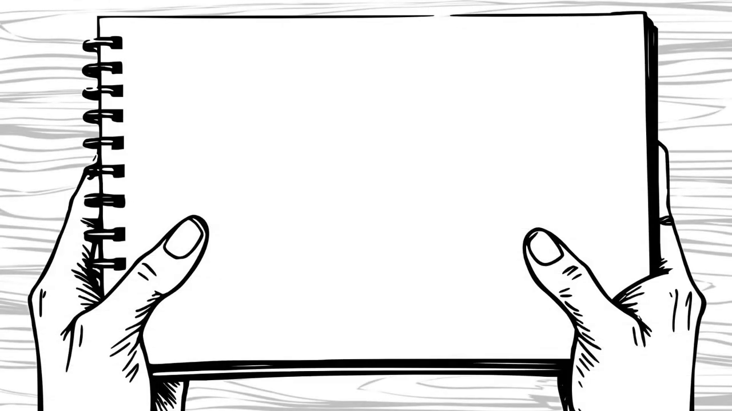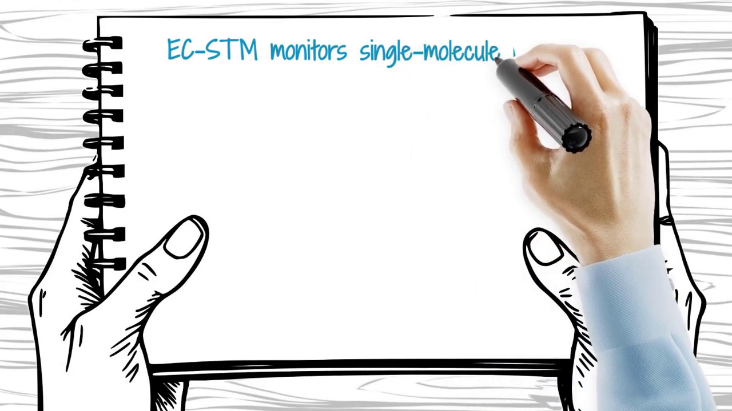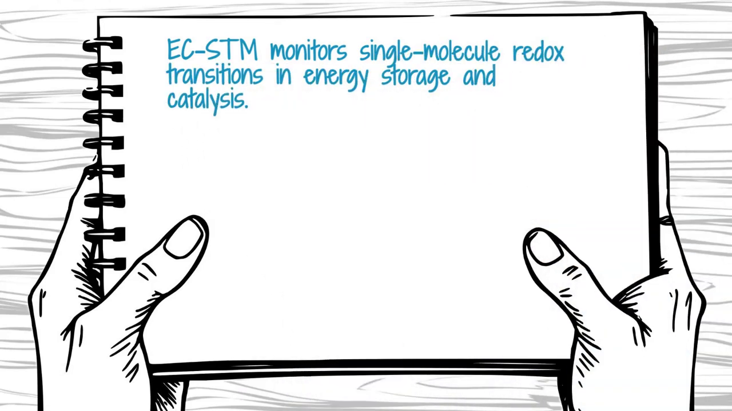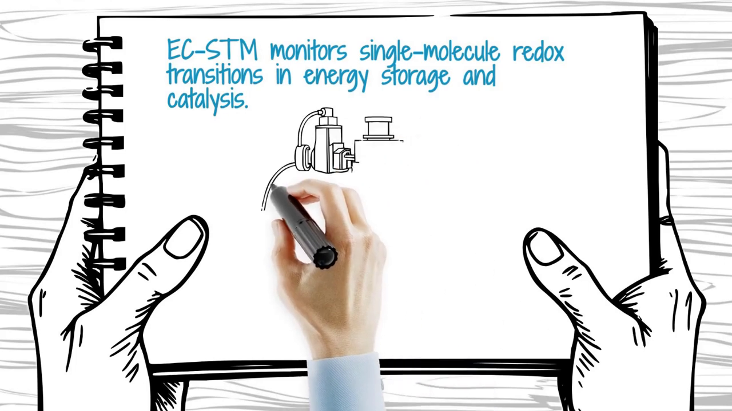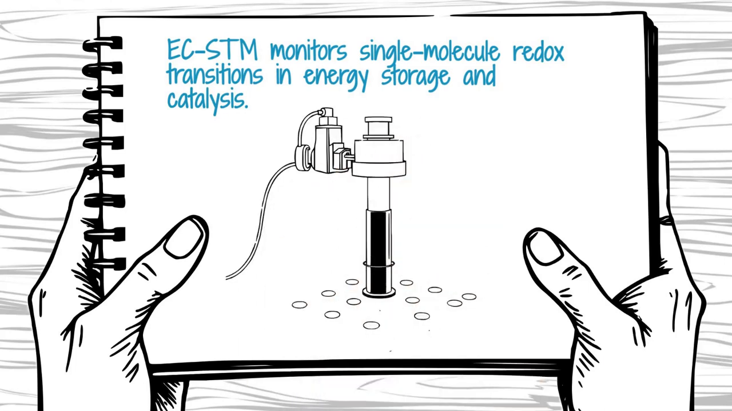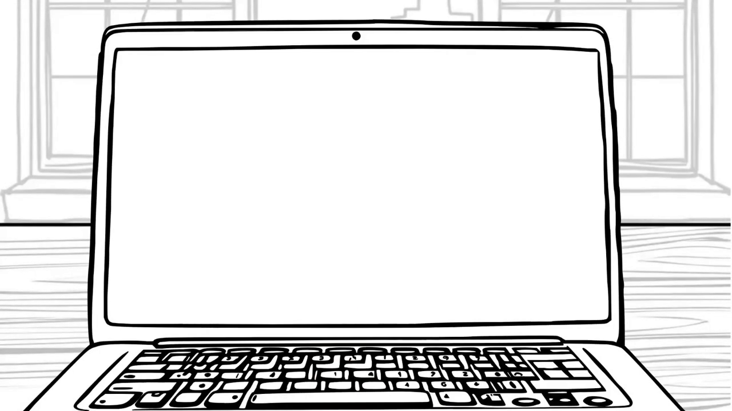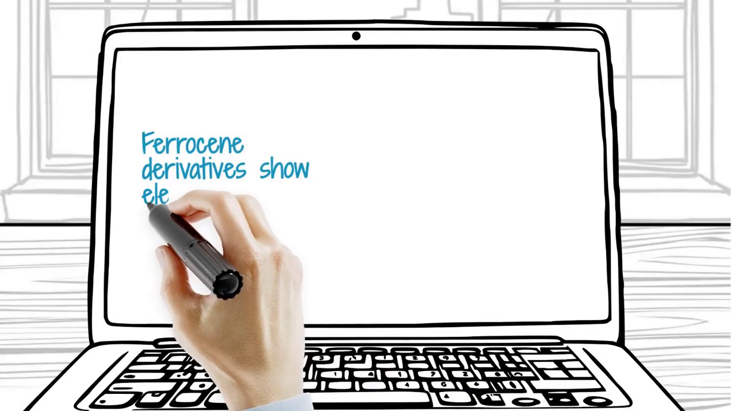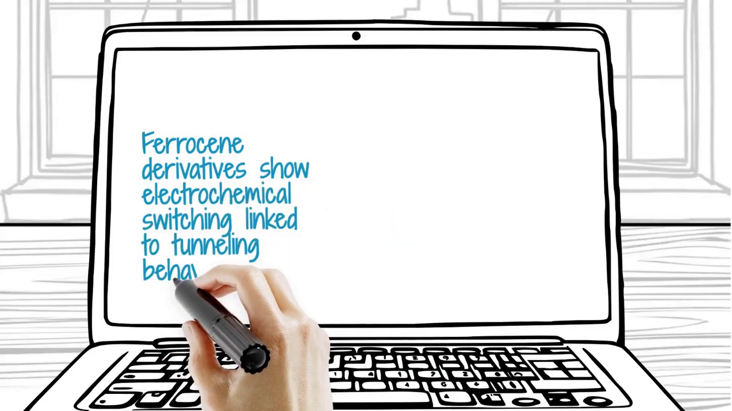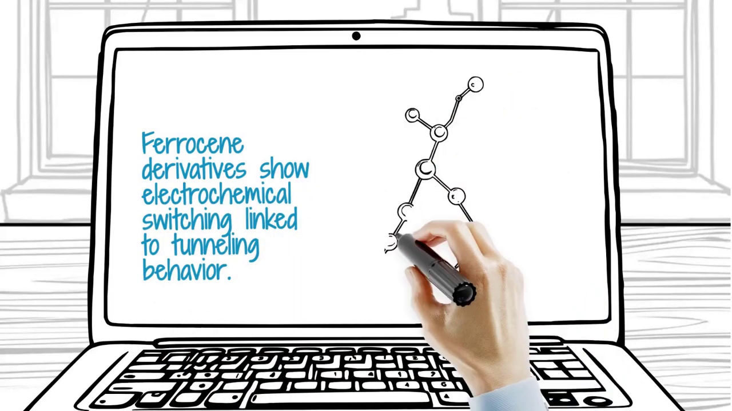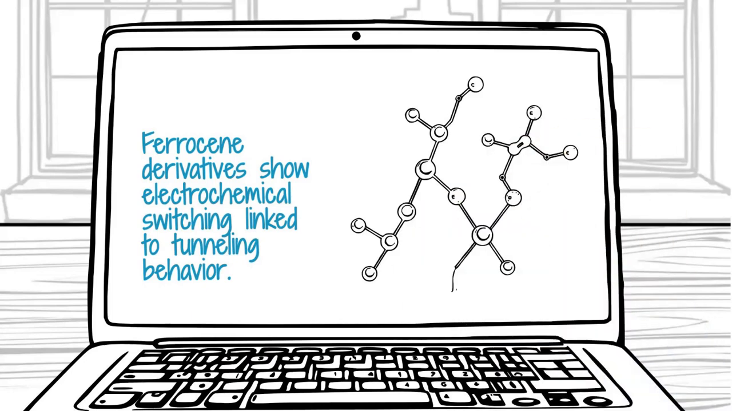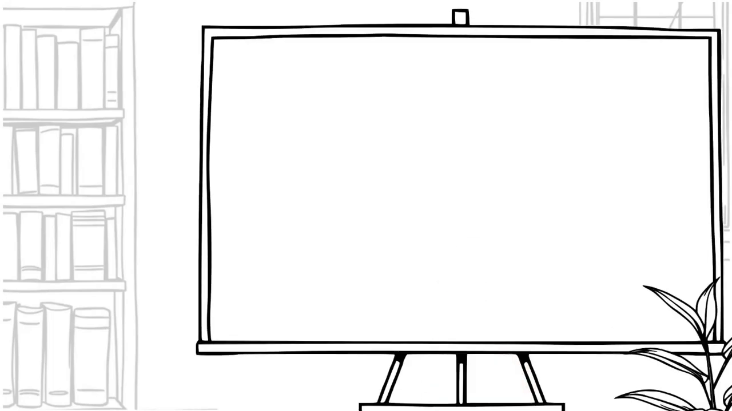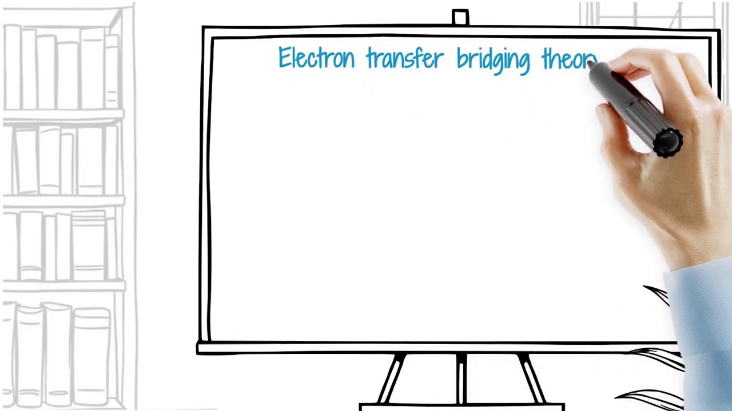Redox reactions are central to energy storage, catalysis, and signal transduction. ECSTM allows monitoring of single-molecule redox transitions in situ, including structural and electronic responses. Molecules such as ferrocene derivatives exhibit clear electrochemical switching that can be correlated with tunneling behavior. These measurements provide insights into Marcus theory parameters like reorganization energy and electronic coupling. Observing electron transfer at this level bridges quantum chemical theory and experimental electrochemistry.